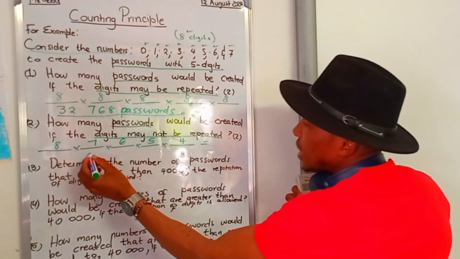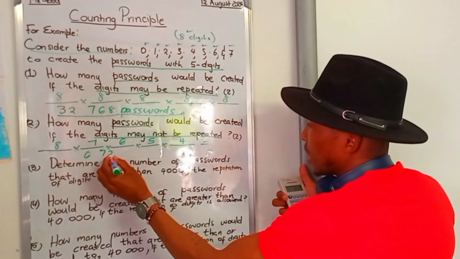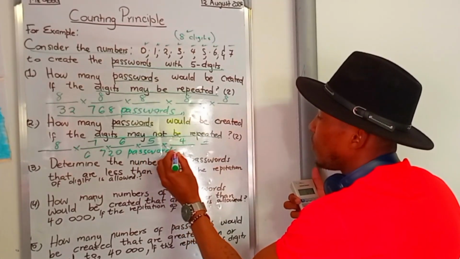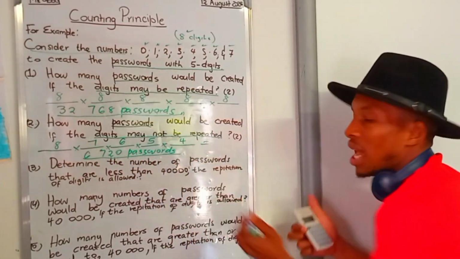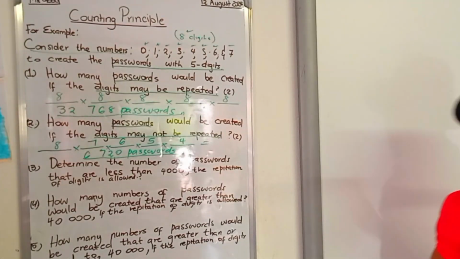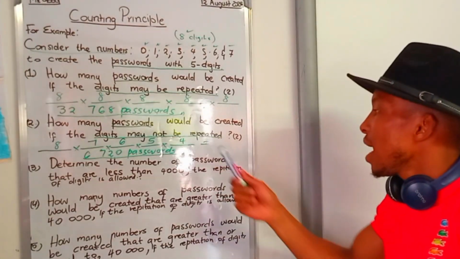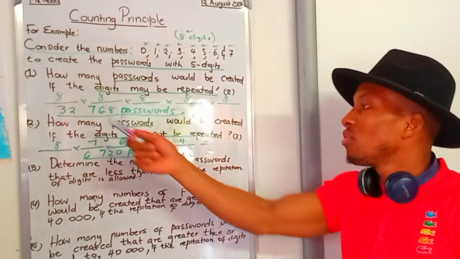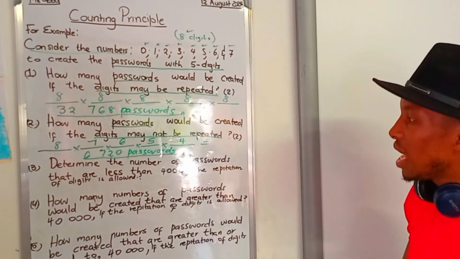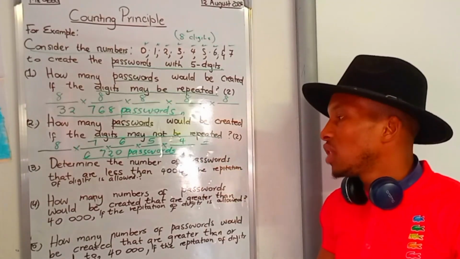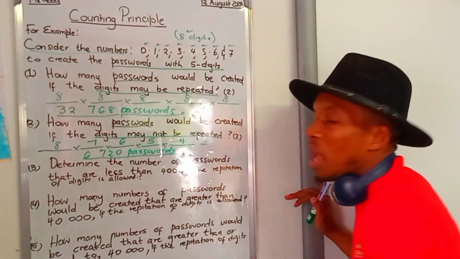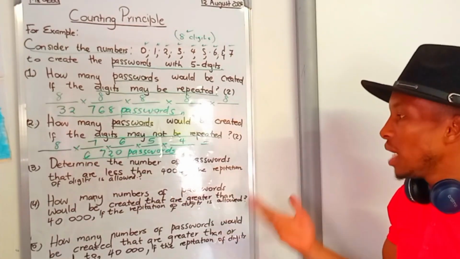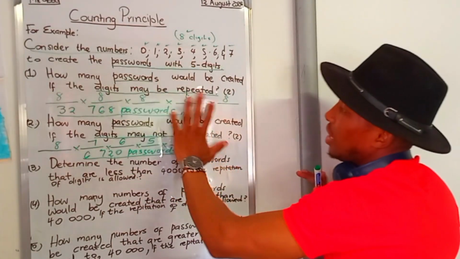6,720 passwords. Therefore, we have 6,720 passwords that are going to be created. All right. If the repetition of digits is allowed, we have 32,768. But if the repetition of digits is not allowed, the number of passwords that are going to be created is 6,720 passwords.